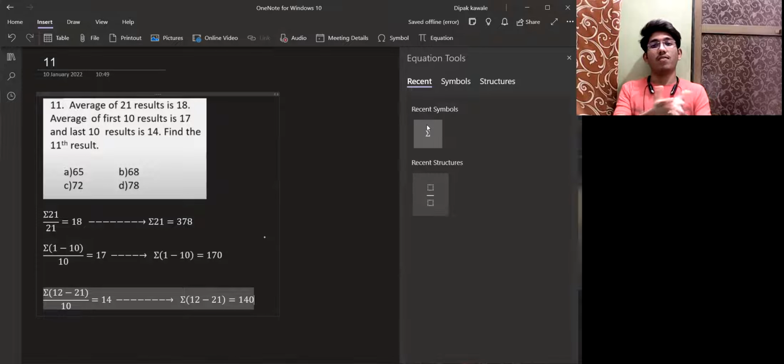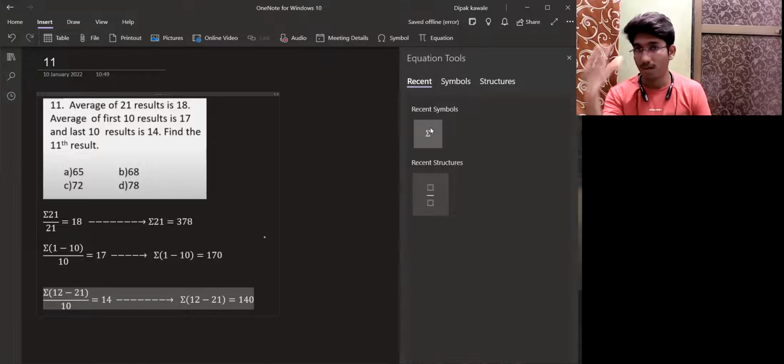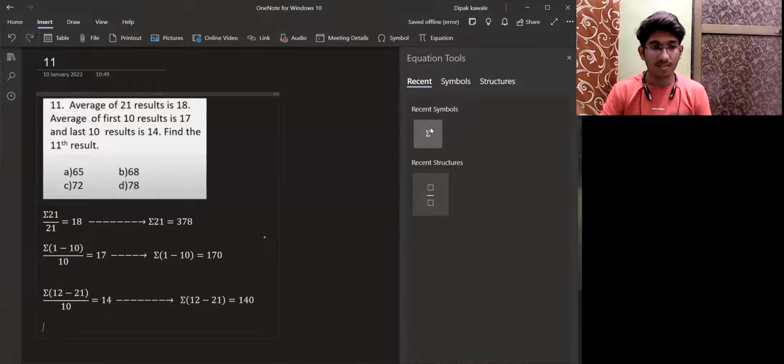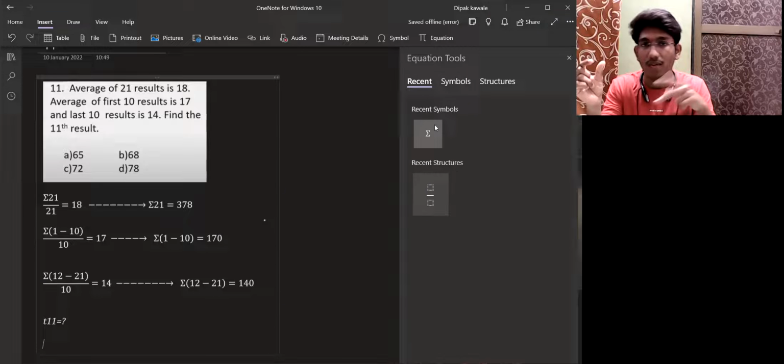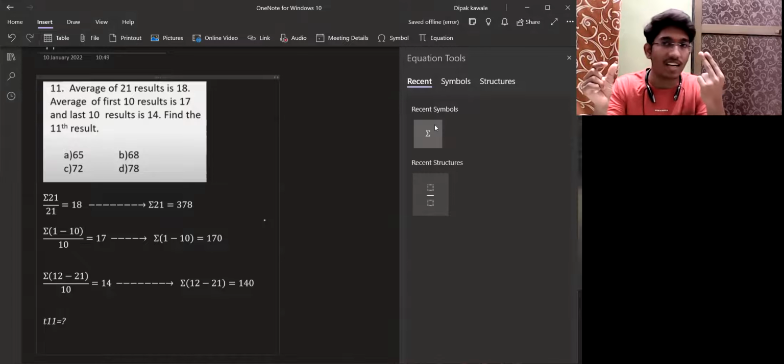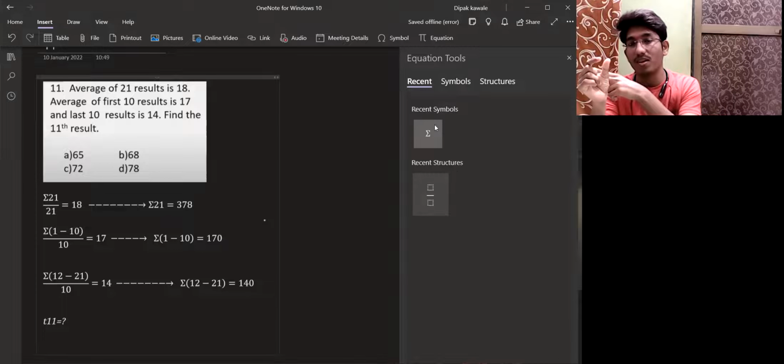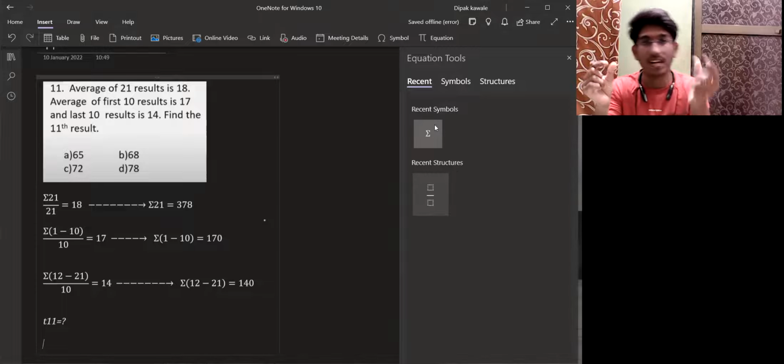Now everything is in front of you. Solve it. We have the total value, we have the first 10 results, we have the last 10 results. It is asking to find the 11th result. That means we have to find T11. We do not know it. So as you know, A plus B plus C, if we have the total value and we have been given A and C, just add A and C and subtract it from the total value, we will be getting the B value.